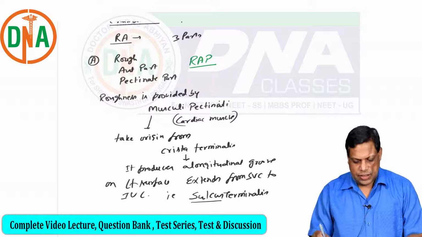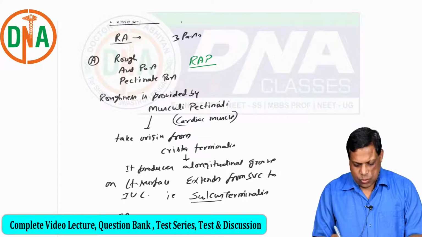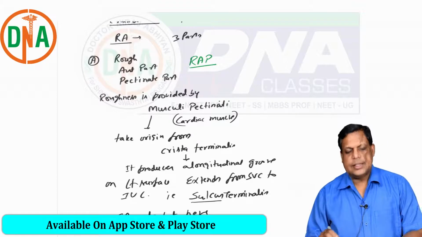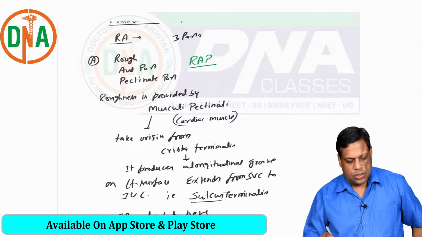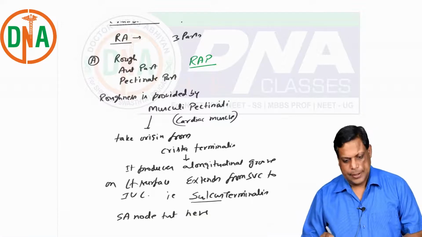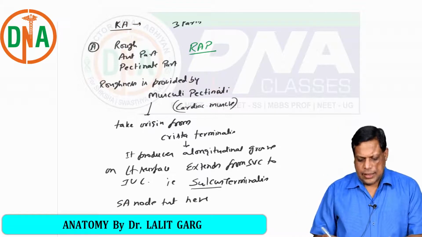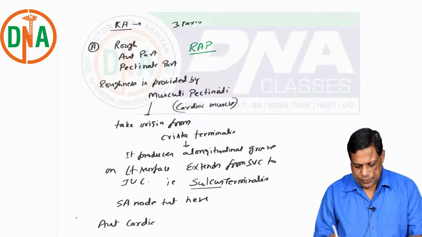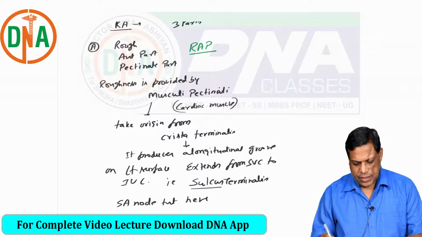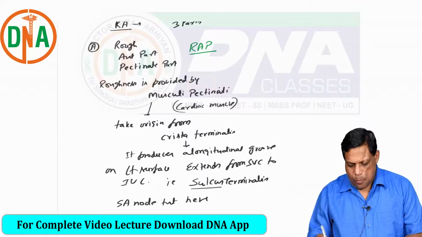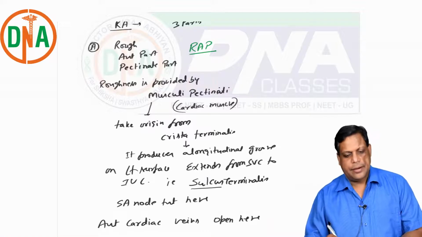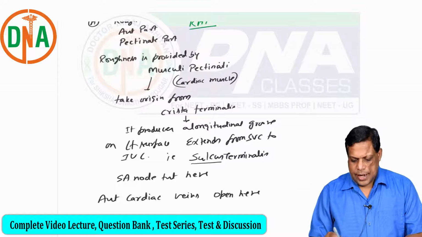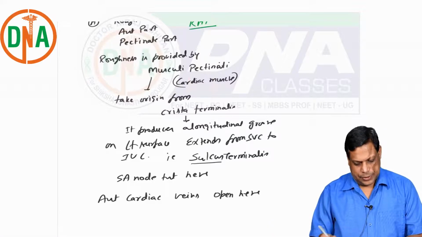And what is the significance of the sulcus terminalis? The SA node is present in the sulcus terminalis. The SA node is the pacemaker of the heart. The other features: anterior cardiac veins. These are the veins of the heart. Anterior cardiac veins open here. These are the tributaries of the heart.